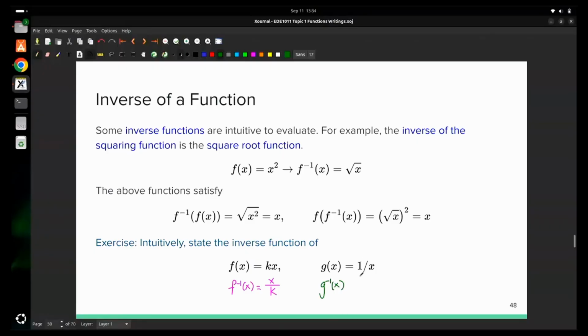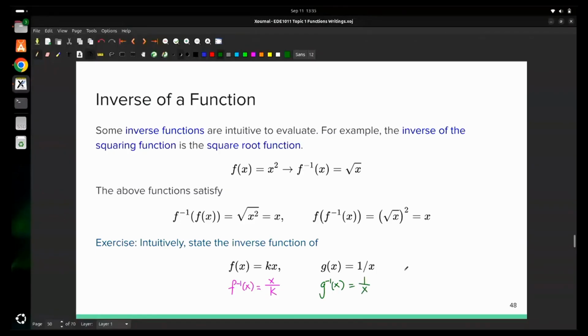Any guesses? You want less intuitive? 2x? No. Half x? Okay, I give you a coin. If I give you heads, you give me tails. I give you tails, you give me heads. So now I want to invert that. Exactly, 1 over x as well. So you flip me, I'll flip you back. It's also 1 over x.